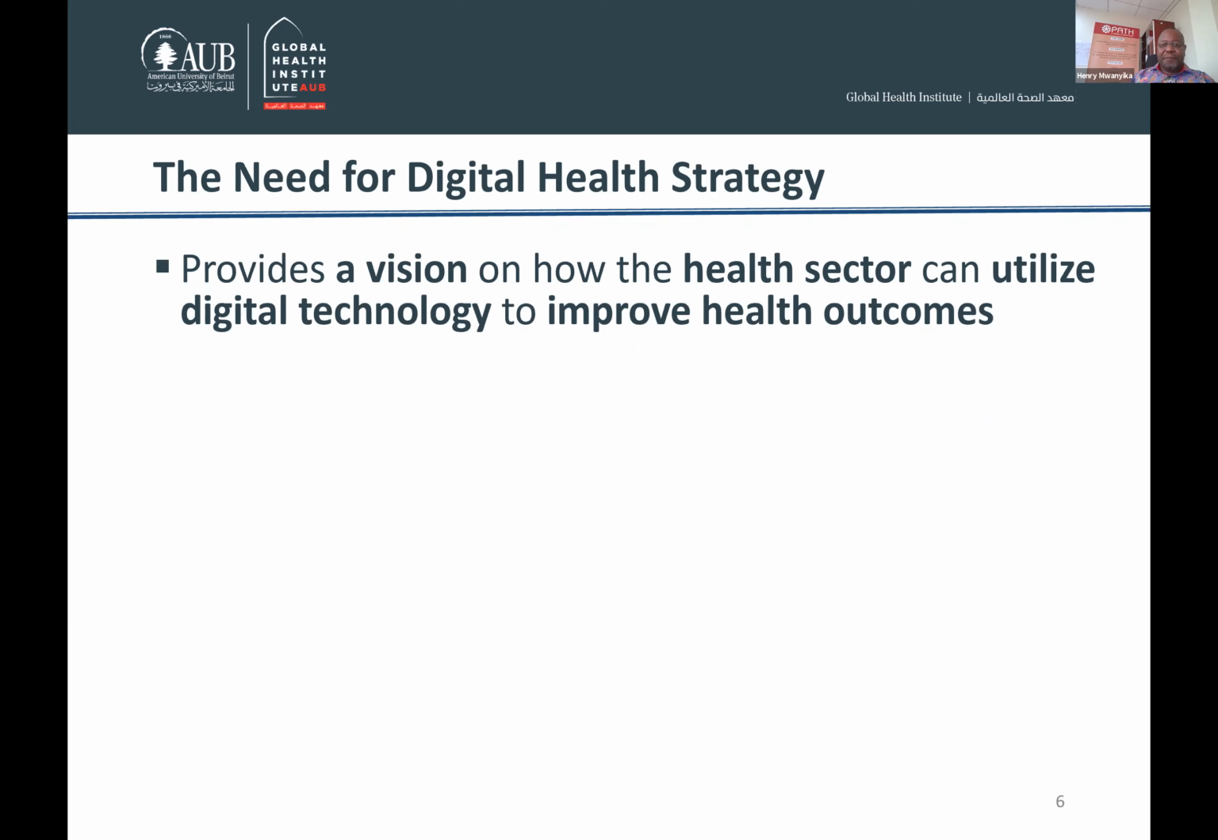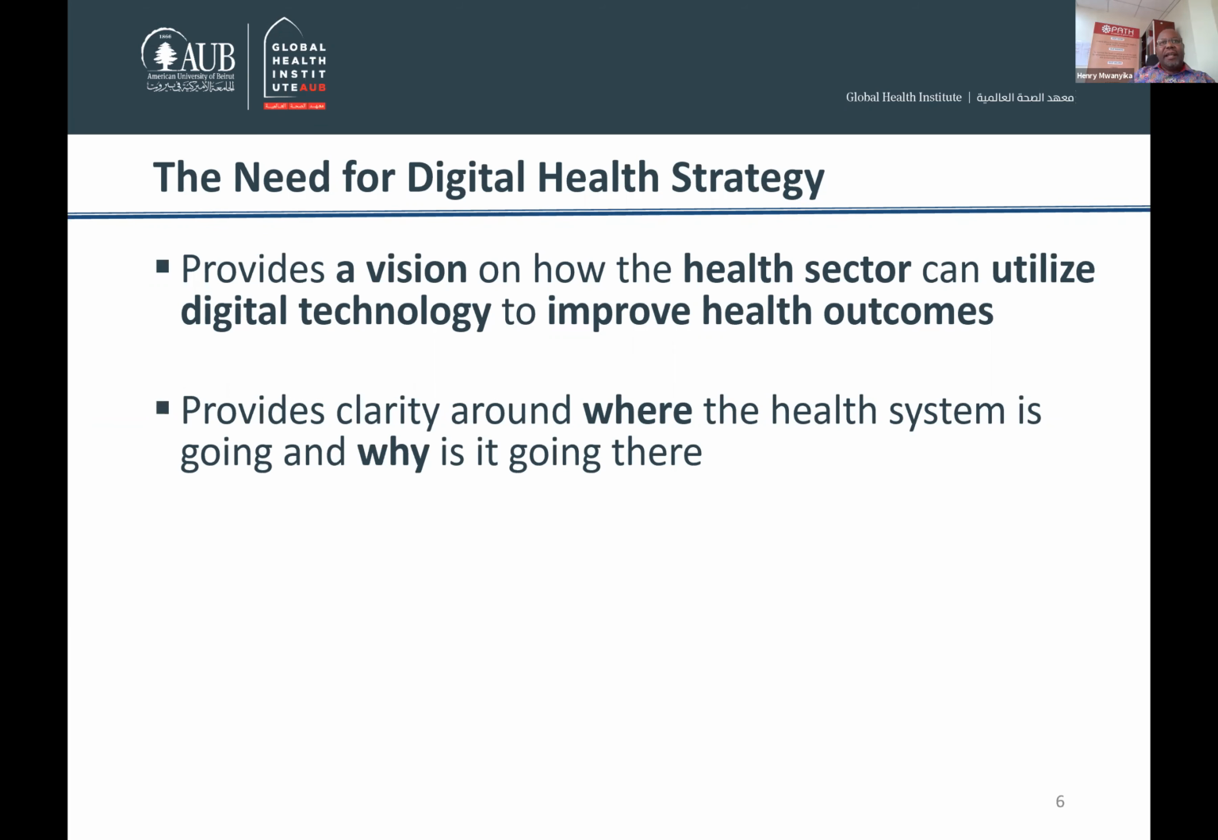And also, it provides clarity on where the health system is going in terms of the vision for the future. And why do we want to get there? What is the outcome that we desire? As I said before, it's all about improving health outcomes and also improving patient experience.